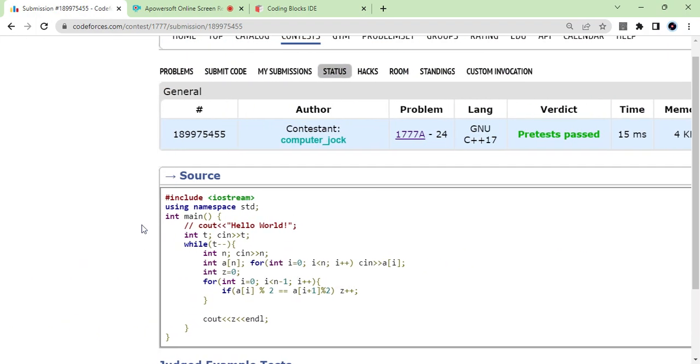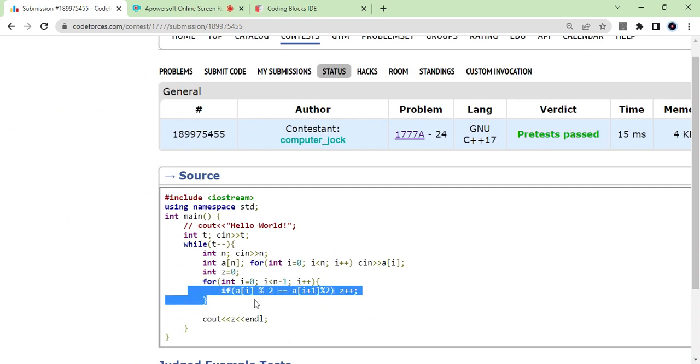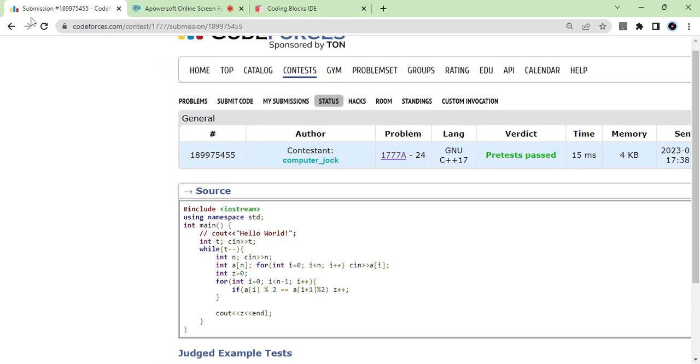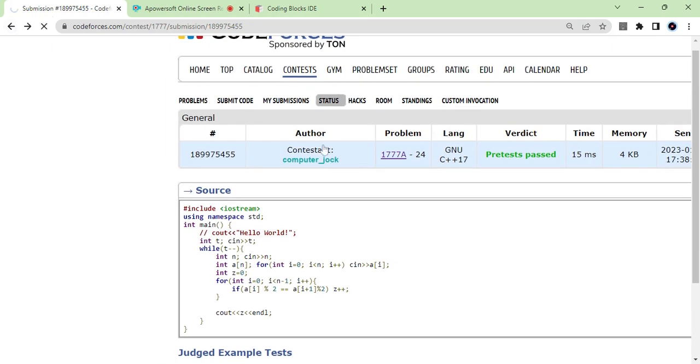So this is the straight one line logic. If the parity of a[i] is equal to parity of a[i+1], z plus plus, and I have to do it for all adjacent elements, so 0 to n minus 1 only, right? Because n comma n plus 1 doesn't form a good pair, right? So that's about it. Yeah, let's move to problem number B.